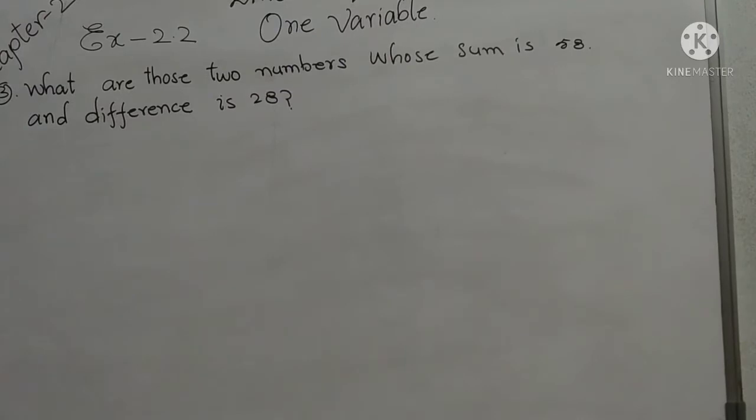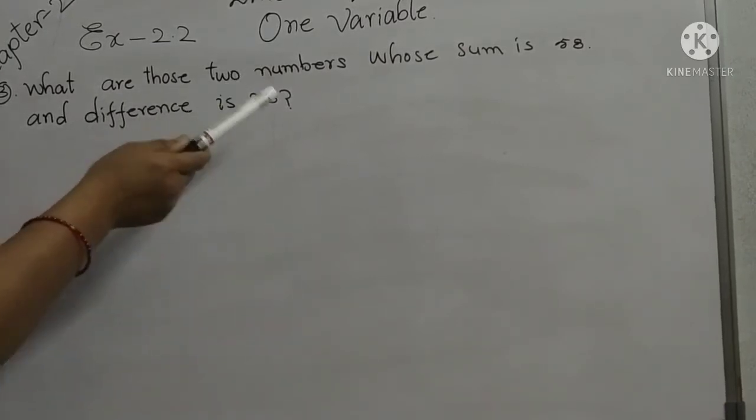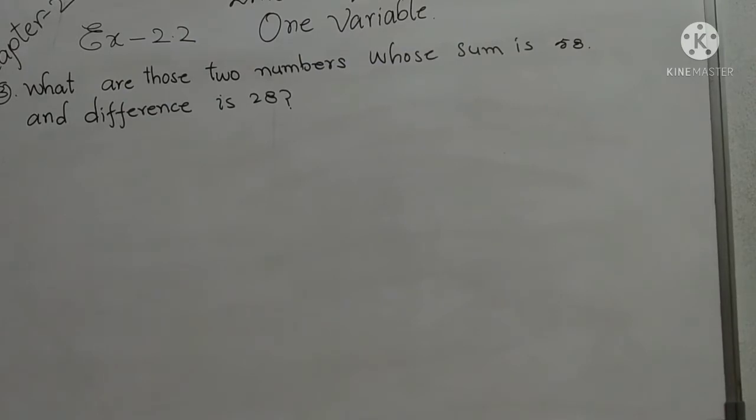Next, the third question. Look at the third question. What are those two numbers whose sum is 58 and the difference is 28? Here also they did not give the numbers, so we have to take the numbers. We take the first number and second number. The sum of the two numbers is 58, and the difference between the two numbers is 28. Understand here?